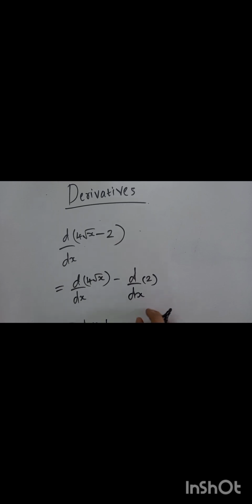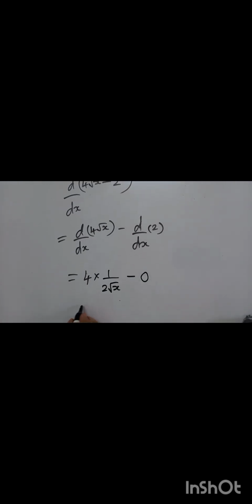Okay. Now d by dx of a constant. If it is just a constant, the derivative is 0. So in this way you can apply. So 4 into 1 by 2 square root of x, here 4 by 2 square root of x, minus 0. And here 4 divided by 2 is 2. So the answer is 2 by square root of x minus 0, so the answer will be 2 by square root of x. Okay. So this is how you find the derivative of this function. Derivative of square root of x you have to learn by heart. It is 1 by 2 square root of x.